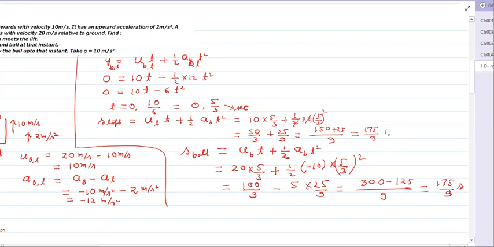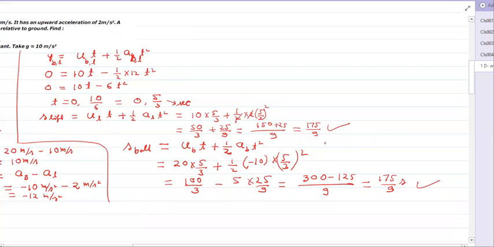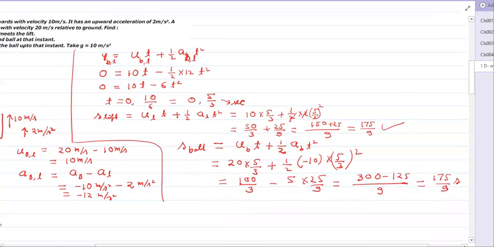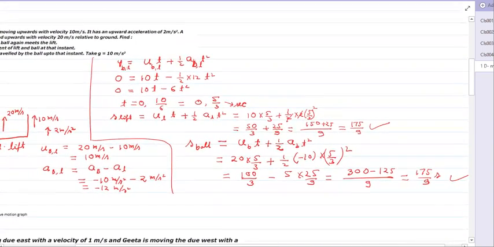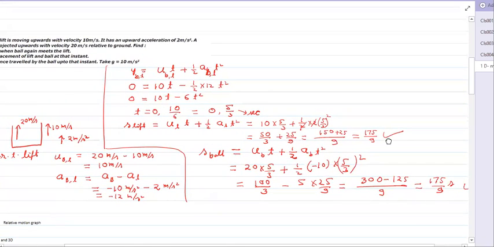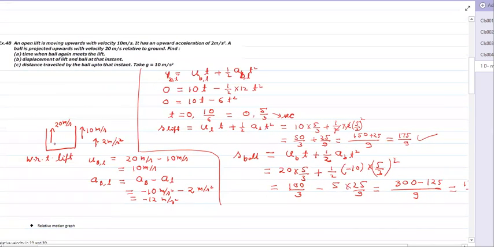Okay, so these two are coming the same. You can see we applied the formula. Why are these two coming the same? Because the ball is falling on the lift itself. So they should have the same displacement. Finally, they are at the same point, so they should have the same displacement.